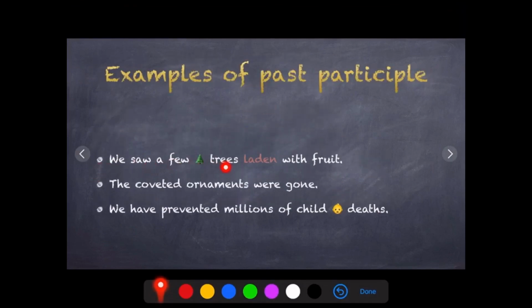We saw a few trees laden with fruits. Laden, en, right? Verb plus en. So this is a past participle. The coveted ornaments were gone. Now this is also a past participle because main verb plus en or n. So mostly past participles are not asked, but we should know. We have prevented millions of child deaths. So prevented in this case.